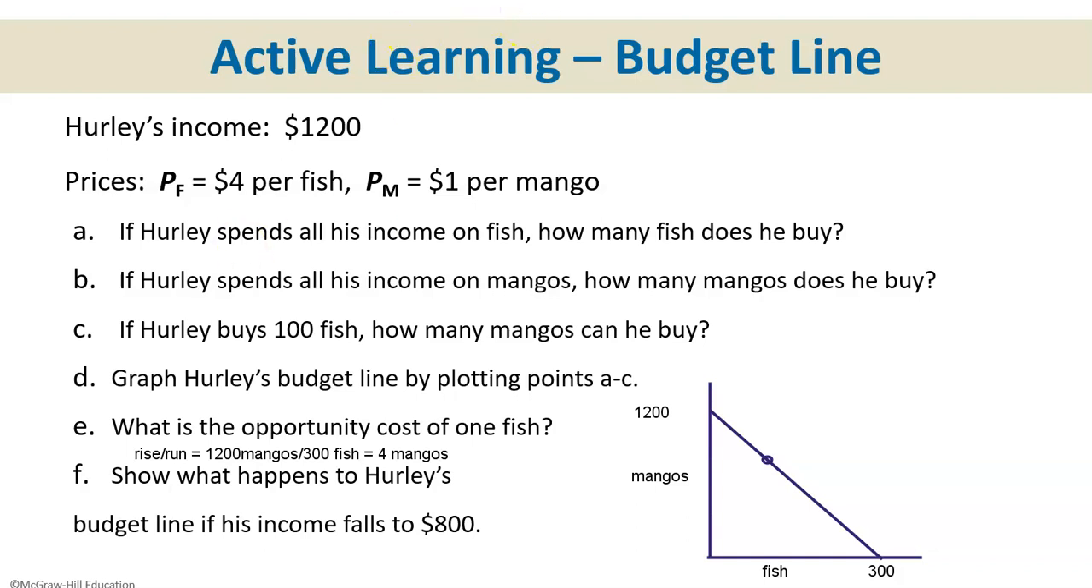So instead of being able to purchase 300 fish, now he can only purchase 200 fish. So that's probably somewhere around here. We'll call that my new endpoint. And then you want to do the same thing for B. If he spends all of his new income, $800, on mangoes, how many mangoes can he buy? Since mangoes are $1 a piece, if he spends all $800, he'll be able to purchase 800 mangoes. So that would be somewhere around here. That's my new endpoint. And then all we have to do is connect the dots.